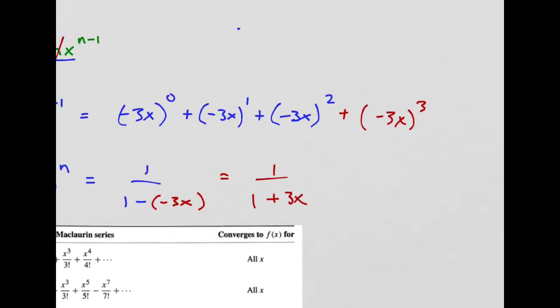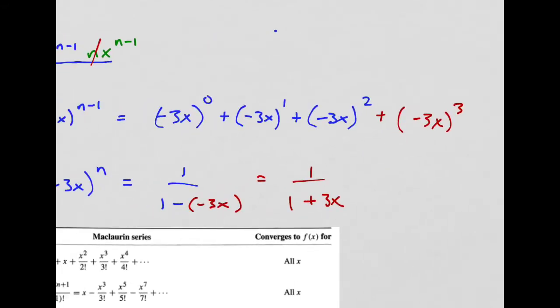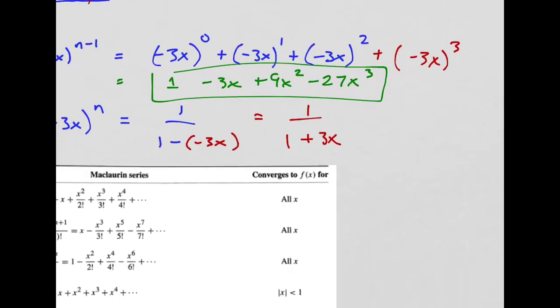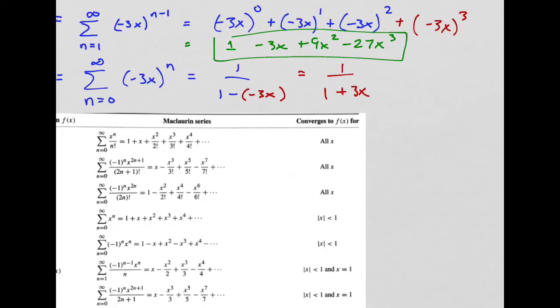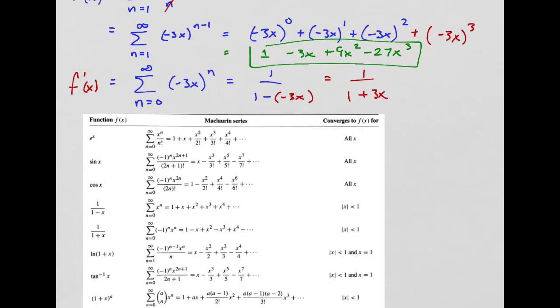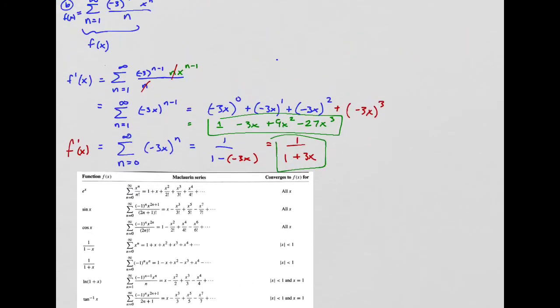So what does this come out to be? I'm going to do it in green, and I'll put a box around it. So those are, this is just 1, and then minus 3x, and then plus 9x squared, and then minus 27x cubed. And those are the first 4 non-zero terms. Easy. I guess that would have been okay, but I'm going to write it out just to be safe, because that's an easy calculation that I don't want to screw up. So there's that, and then there's that. So that is part B.